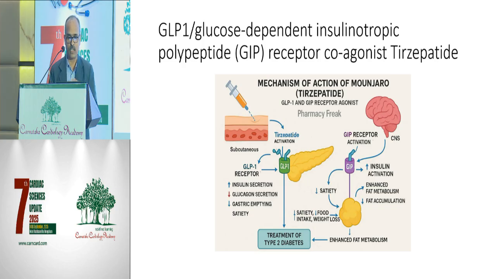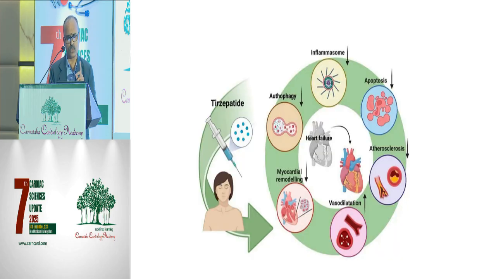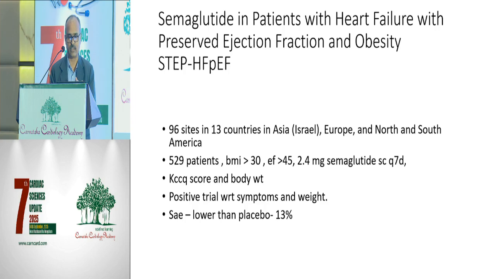So it's a multimodal acting drug, and there is a newer molecule called tirzepatide, which, apart from being a GLP-1 receptor agonist, is also a GIP receptor co-agonist. That is the glucose-dependent insulinotropic polypeptide receptor agonist. So it acts in 2 ways. Tirzepatide has multiple actions by various mechanisms. We discussed so many reasons why heart failure with preserved ejection fraction manifests, and it kind of alters those.